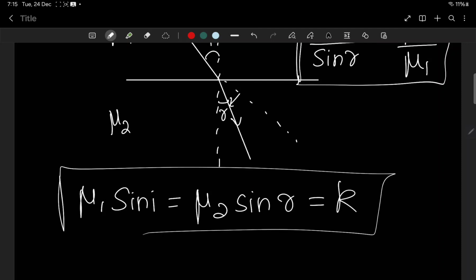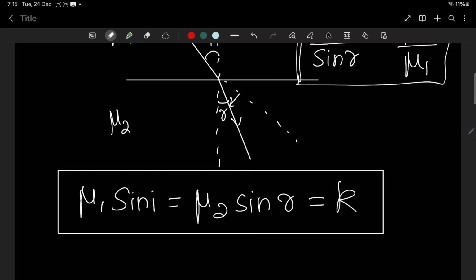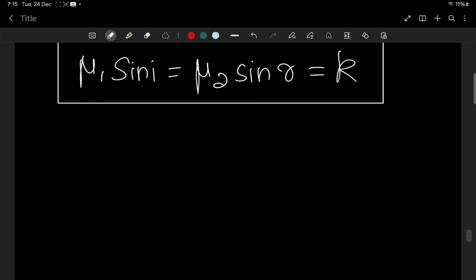This is a very important equation used everywhere in the following chapter. Now, you know that refractive index is a pure ratio. It doesn't have a unit.